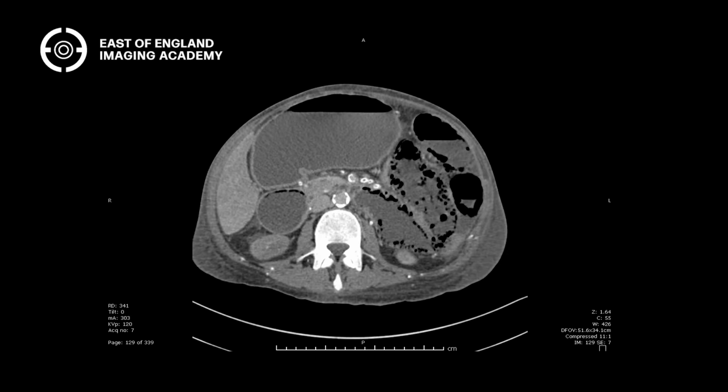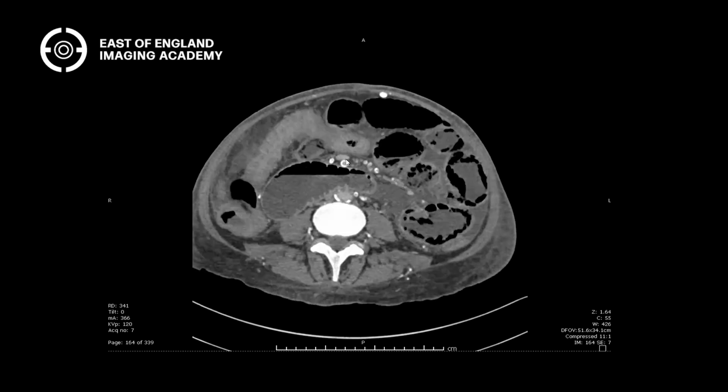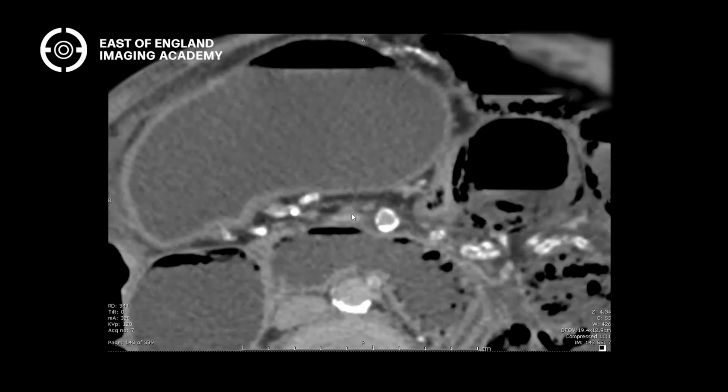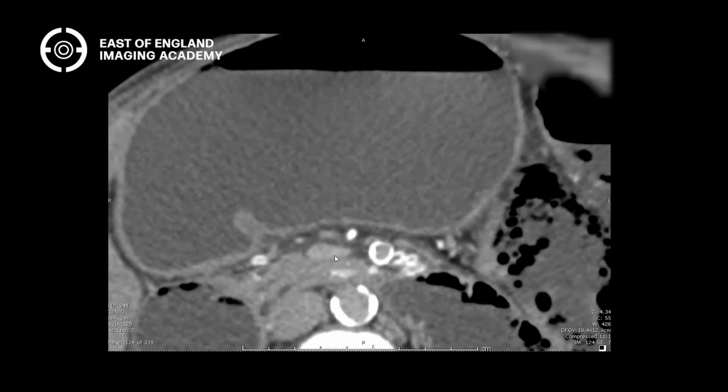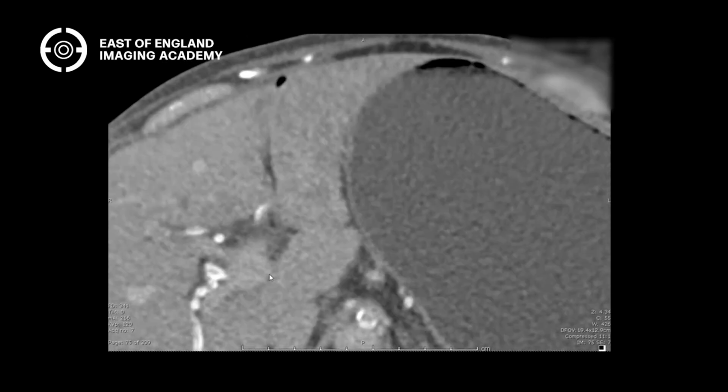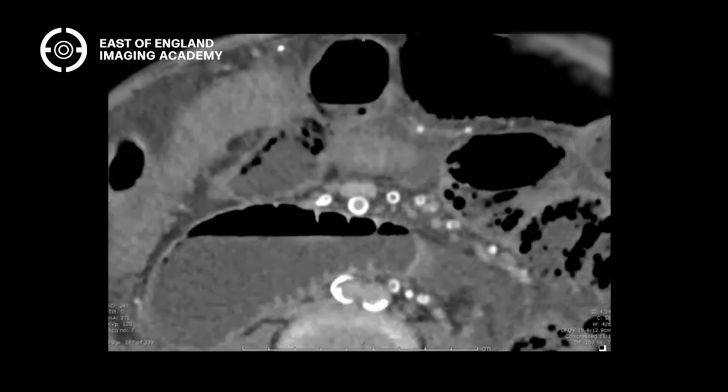So here, for example, you can see that's the SMV here. You can see it's nice and patent. It's got contrast coming in. It's a bit squashed by the distended stomach, but you can see it coming up here, through pancreas, and then going up into the liver. And that's portal vein there. Okay, so that's fine. But then you want to assess the arteries. And what did we say? In order to assess the arteries, you ideally want to have an arterial phase.